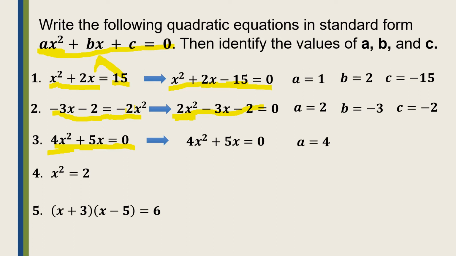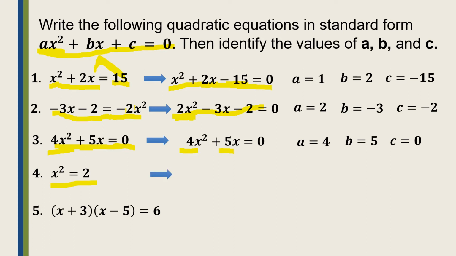So, our A is ito. Yung numerical coefficient ng quadratic term, we have 4. Value ng B, numerical coefficient ng linear term, is positive 5. Since wala tayong constant, C is equal now to 0. Punta tayo sa fourth given.